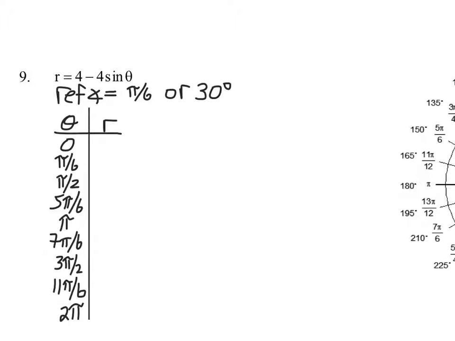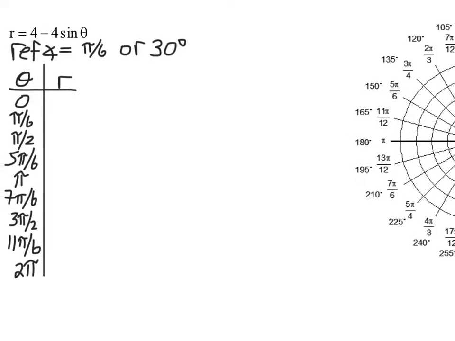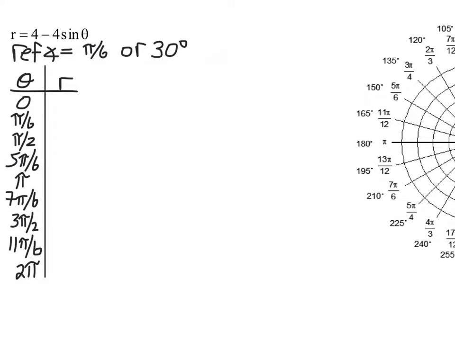Then I could just plug and chug. And you could let the calculator do the chugging for you if you want. It can be tedious, but if you know some unit circle stuff, it's going to be a little bit easier. All right, so let me make this a little bit more visible.